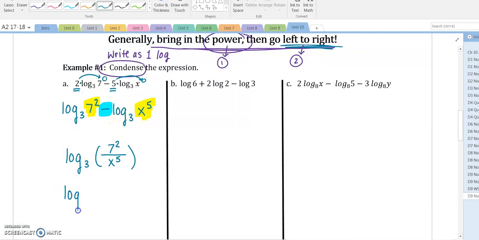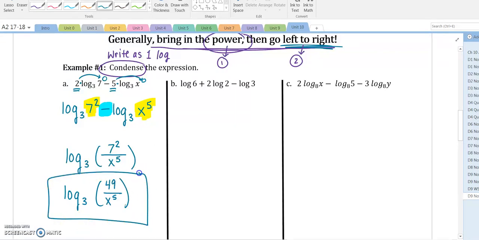Alright, and since we know what 7 squared is, I'm just going to rewrite this as 49. So it'll be 49 divided by x to the 5th. And there's my final answer. Alright, let's try it again in letter B.